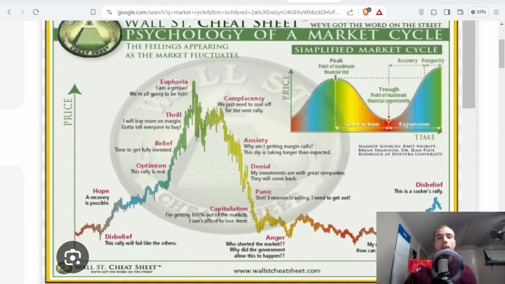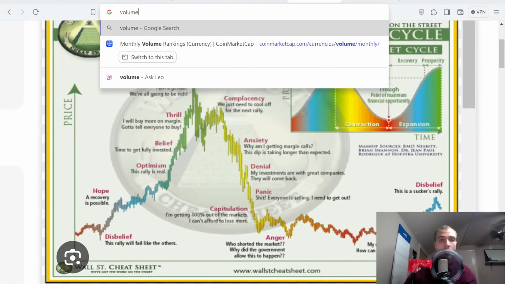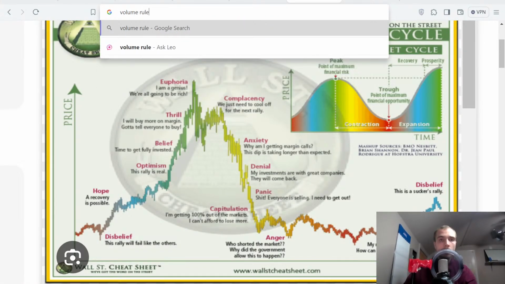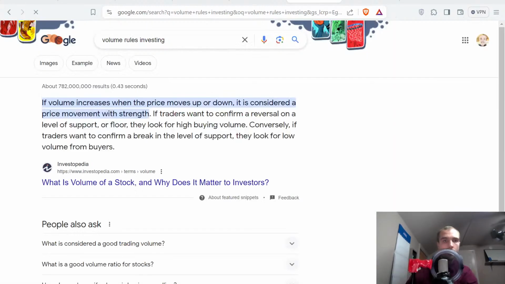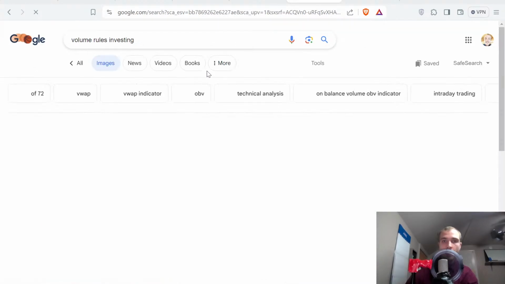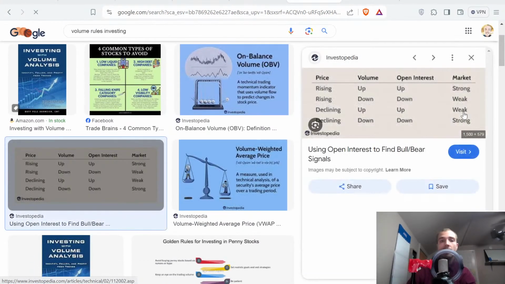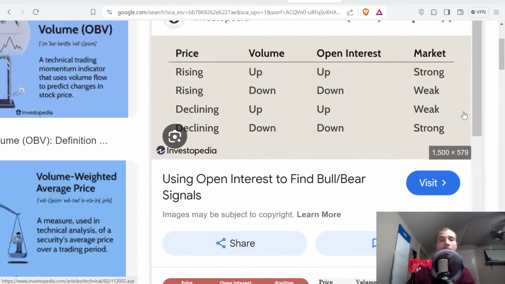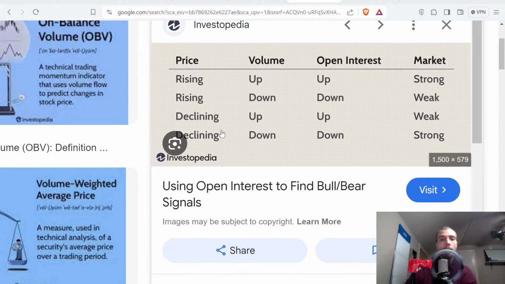But also to understand volume, you can just type in volume rules investing into Google and then press images, and you'll get this nice little chart that Investopedia created. So shout out to Investopedia. But basically they show you that if price rises and volume rises, that's strong, that's good. You want to see that. That's showing strength in the market.